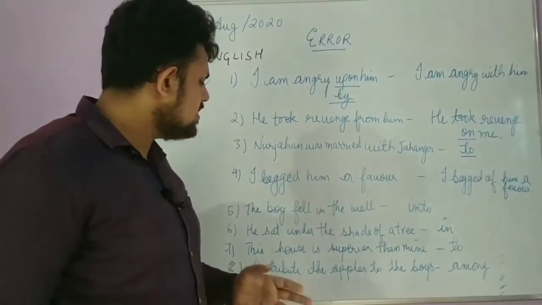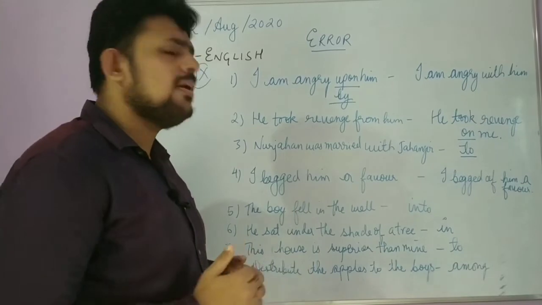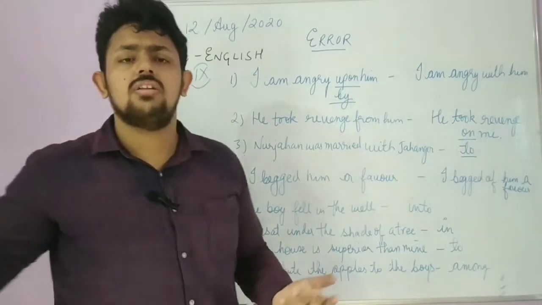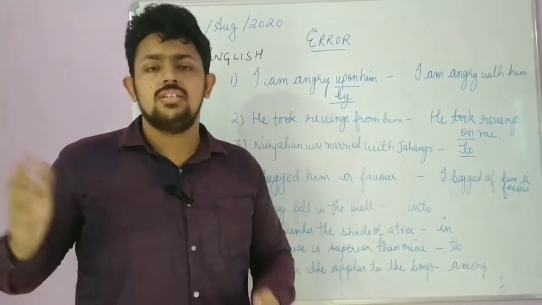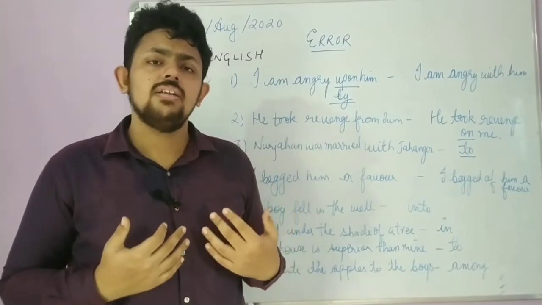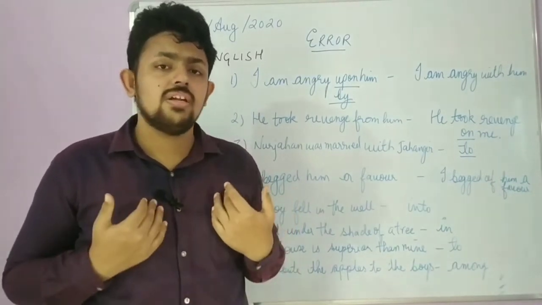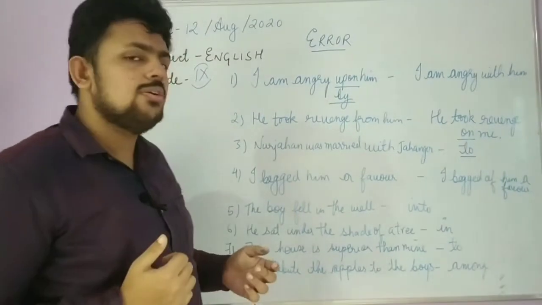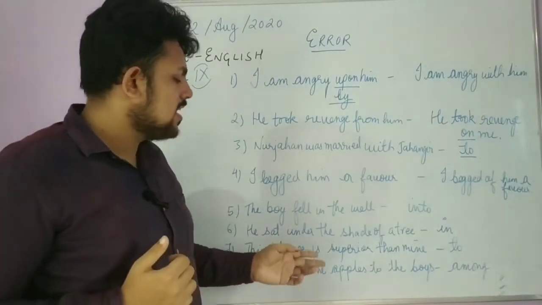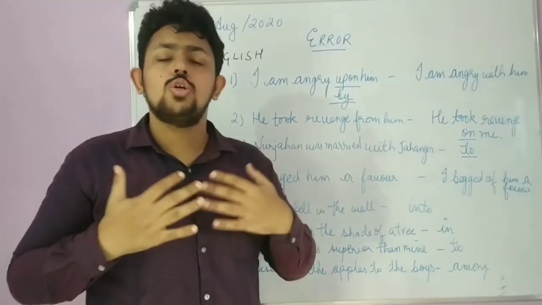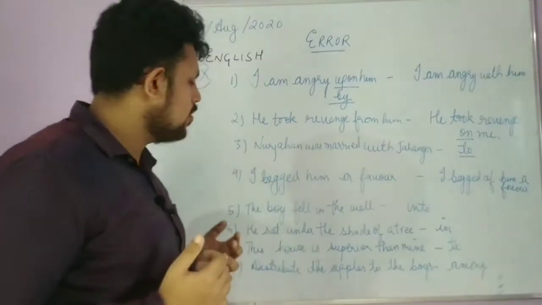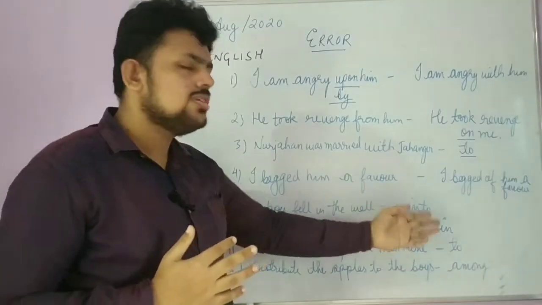Now see, this house is superior than mine. We say this while walking on the road. Look at that house. This house is superior than mine. This shirt is superior than mine. But what is the correct use? This house is superior to mine. Wherever you are comparing things, you will use to.